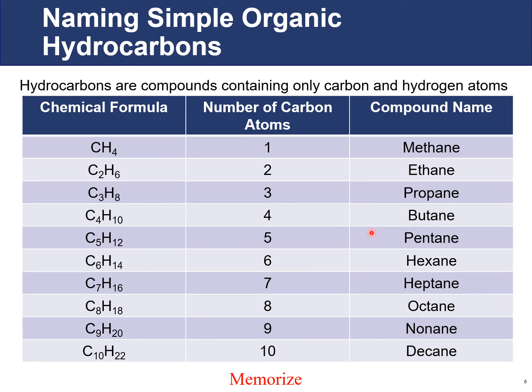So in terms of figuring out how you will name them, if it's more than 5, you use the exact same prefix that you've been using before and add ane. The difficulty is with the first 4, the methane, ethane, propane, and butane. The prefixes are meth, eth, prop, and but. Essentially, for this series of compounds, it just comes down to memorizing which one you are working with.